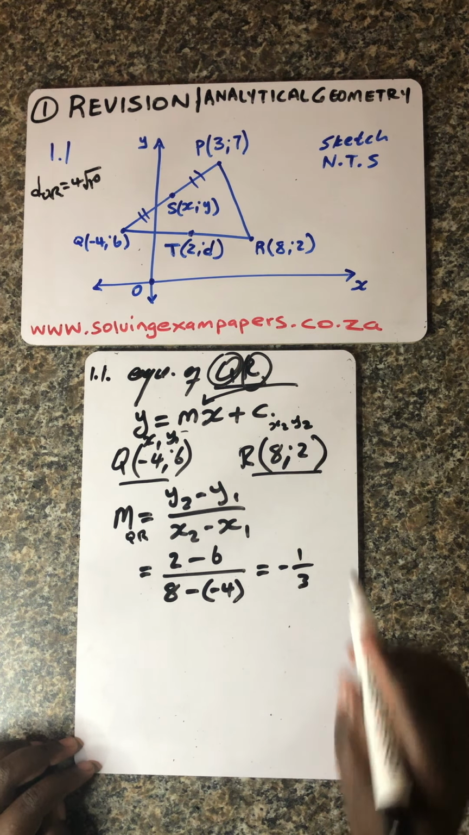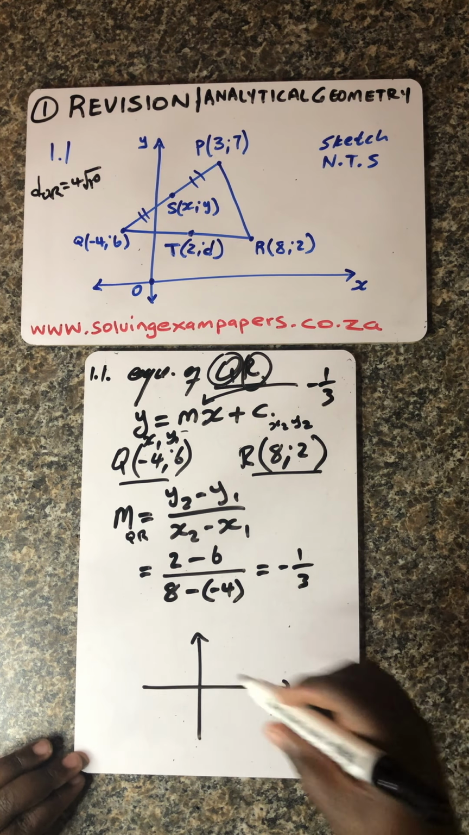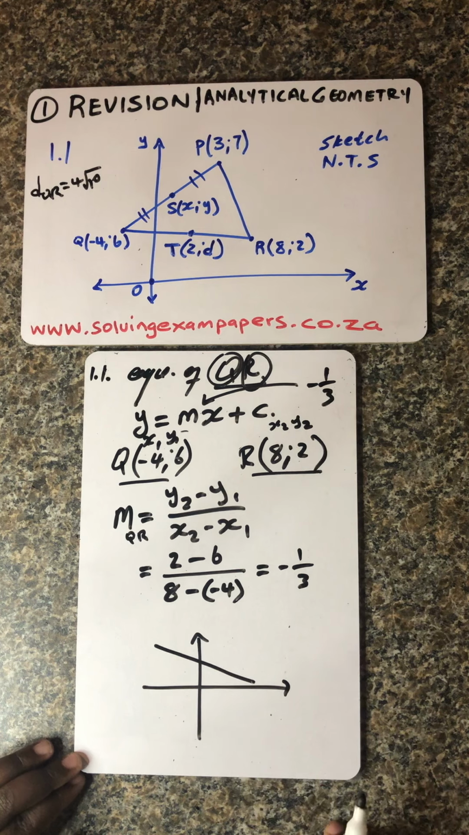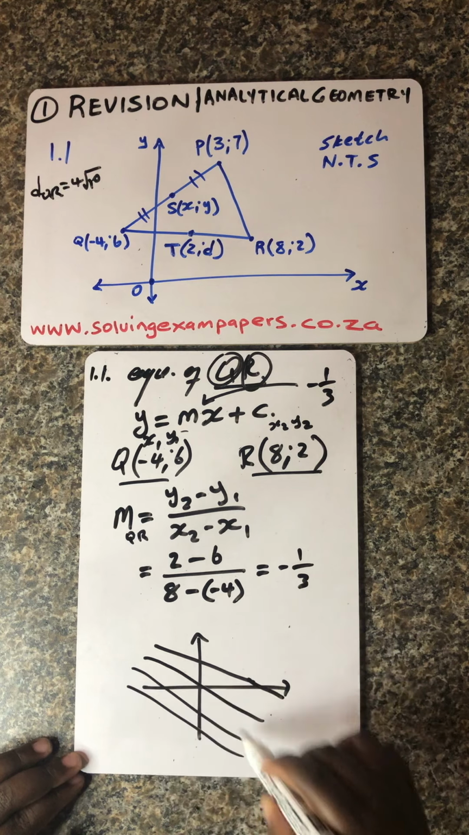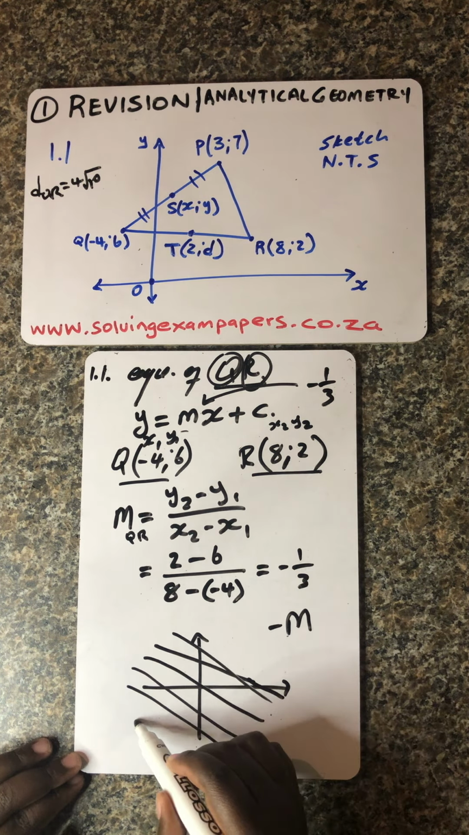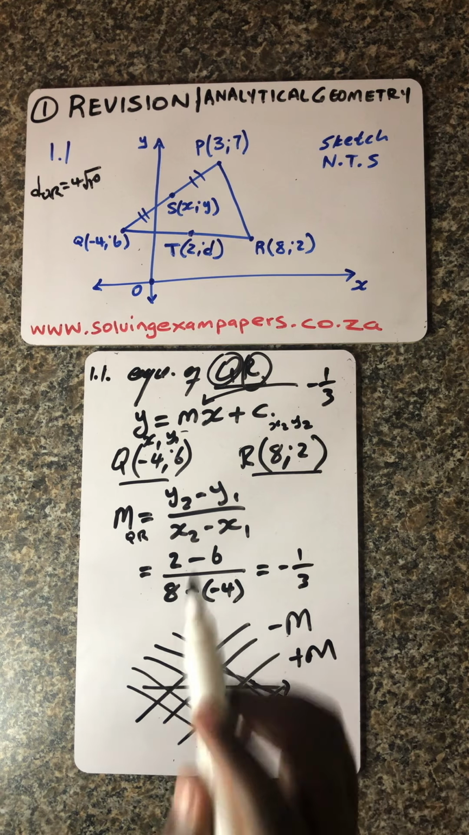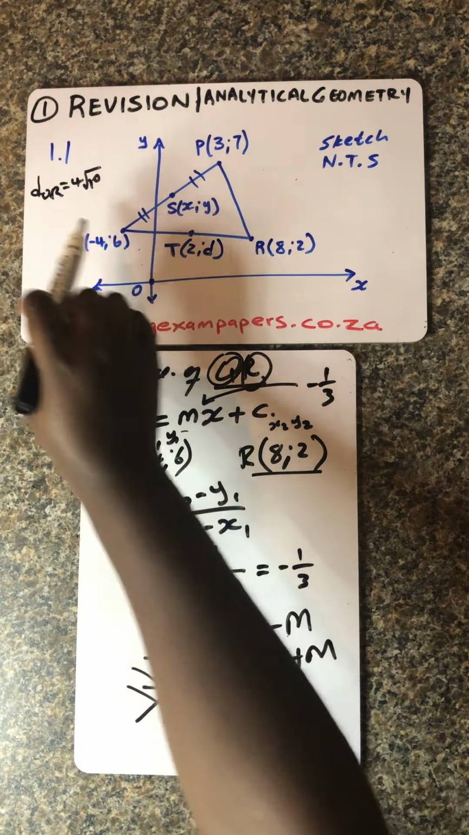Ladies and gentlemen, can I quickly give you a tip? Let's say this is the Cartesian plane. Obviously, you can see the gradient is negative. Why is it negative? It's because that line is in that direction. So lines in that direction are going to give us a negative gradient, and lines in the other direction are going to give us a positive gradient. Let's just check. The gradient of Q and R is in that direction, so it's going to give us a negative gradient.